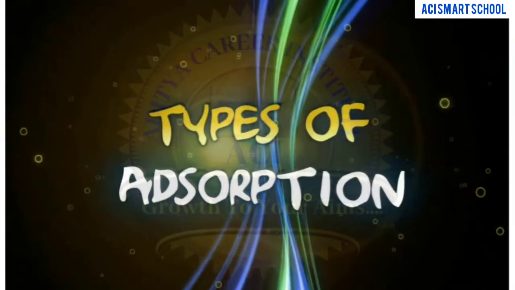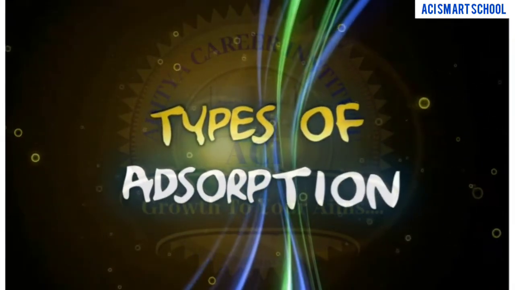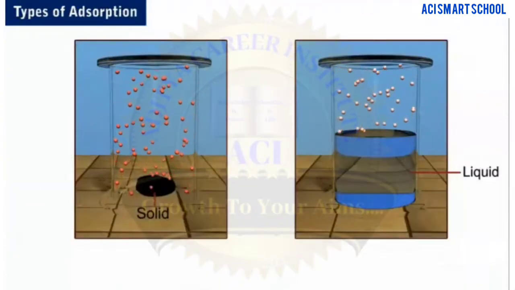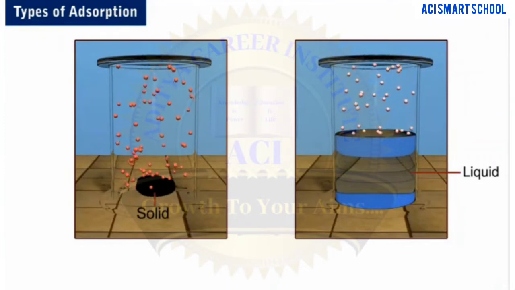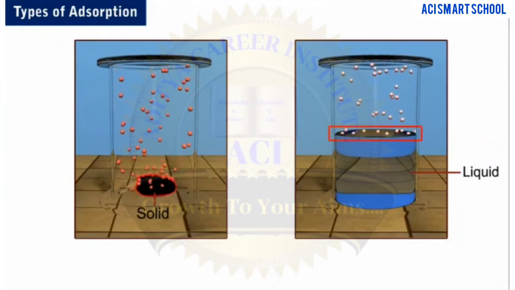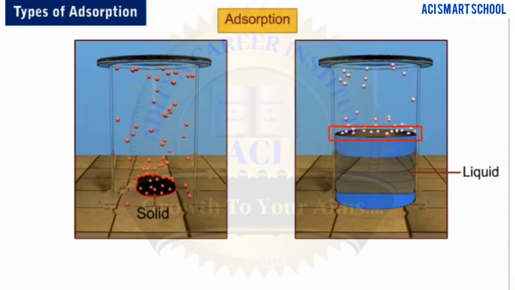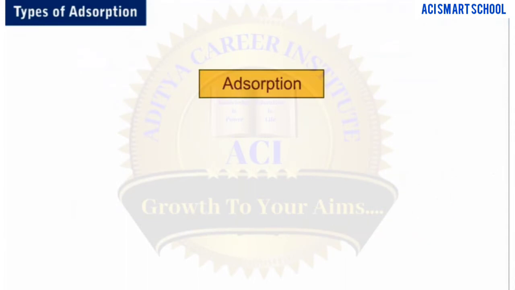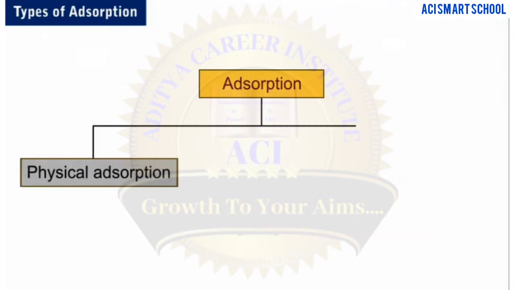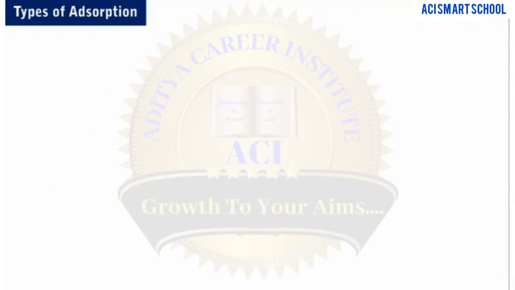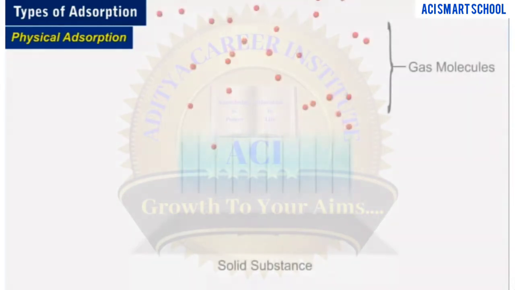Let us now study about types of adsorption. You know that the accumulation of molecular species on the surface of a solid or liquid, resulting in a higher concentration of the molecules on the surface, is known as adsorption. Adsorption of gases on solids can be of two types: physical adsorption and chemical adsorption. Let us first discuss about physical adsorption.